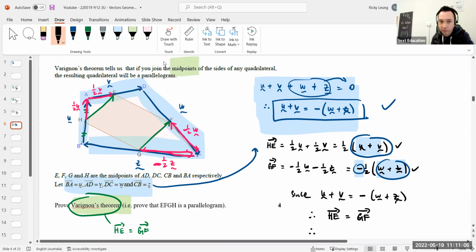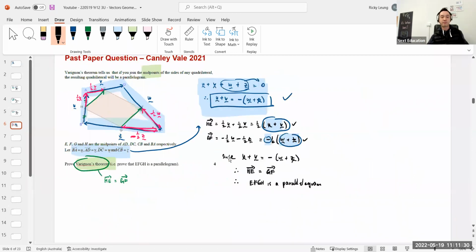Therefore, let's do it in the order: EFGH is a parallelogram. Is that okay? So the blue thing upstairs, where the sum of all the sides equals 0, is actually the key. That's the thing that connects the two greens together, and hence for me to do this question, guys. So vector proofs start off quite predictable and quite straightforward.